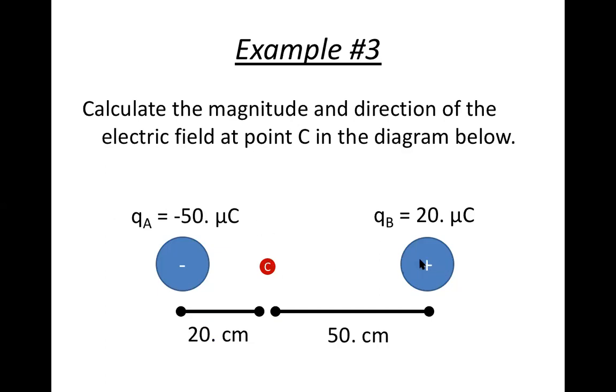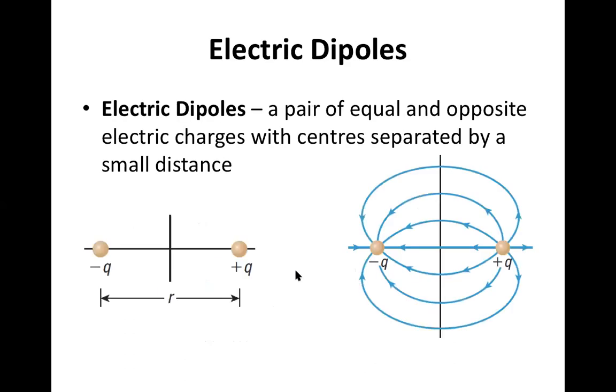Also, this one has electric field lines moving it that way as well. So it's going to get an extra push to the left. It's going to get a pull to the left because of this negative, and it's also going to get a push to the left because of this positive. So we're going to find epsilon based on this and based on this, and then we're going to do vector addition.